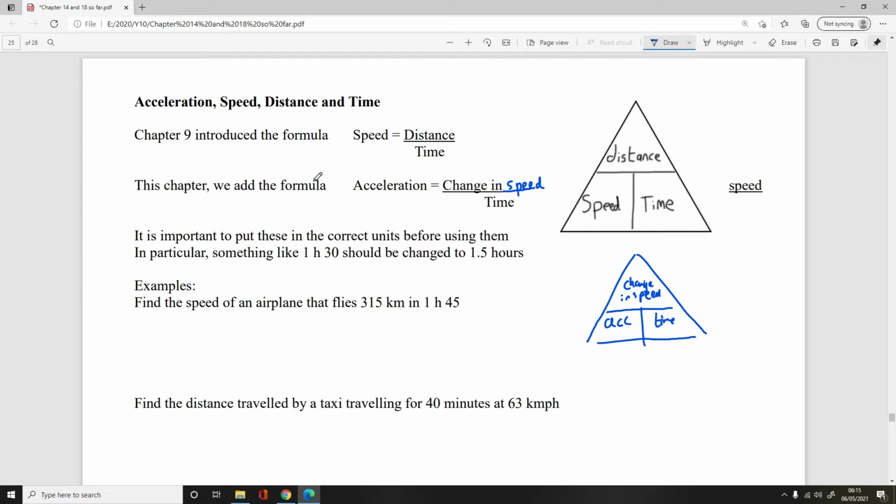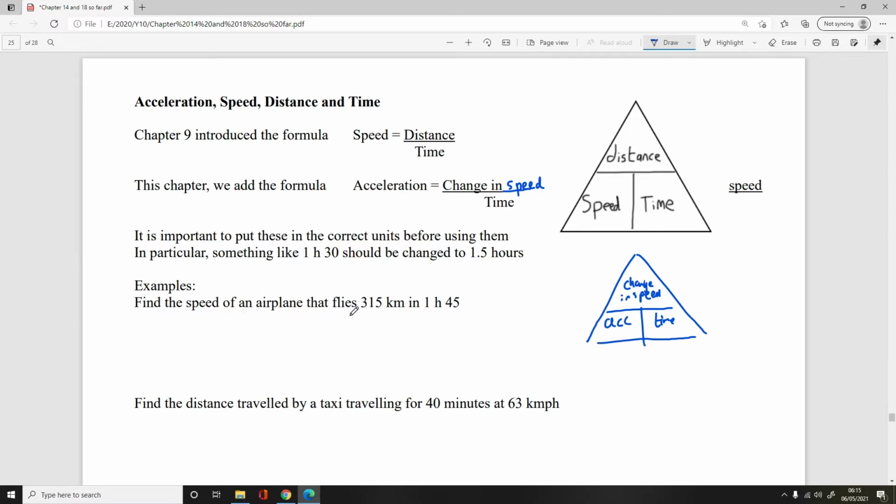Okay. So I've also made the point here that it's really important to look at your units before you do anything with it. So if we're talking about stuff like miles per hour and we had 1 hour 30 minutes, we'd want to change that to 1.5 hours, etc. So let's use those two triangles to answer the questions that are in front of us here. We've got our first one.